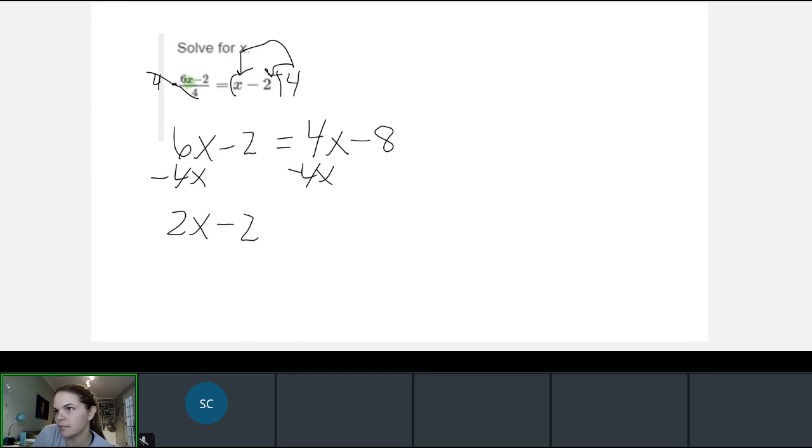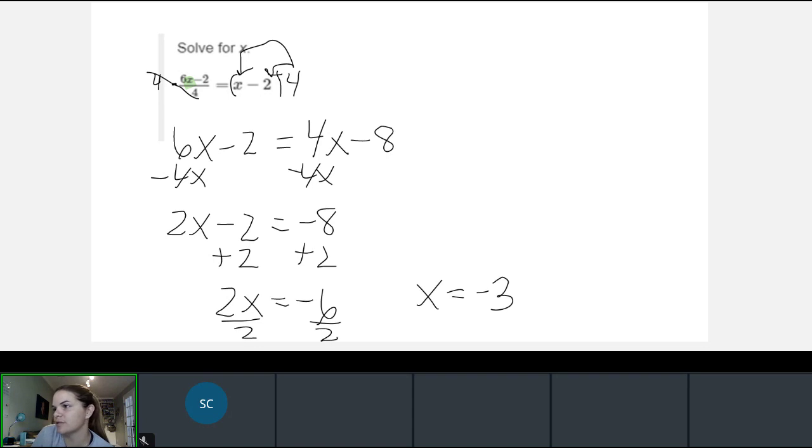So from there, we're going to subtract 4x so that we can solve. We're going to get 2x minus 2 equals negative 8. And then add 2 to both sides. So 2x equals negative 6. Divide by 2, x equals negative 3. That's a really tricky one. And to be honest, that was the hardest one on the test because it has the fractions in there. I don't really love the problem, but it's a good hard problem.